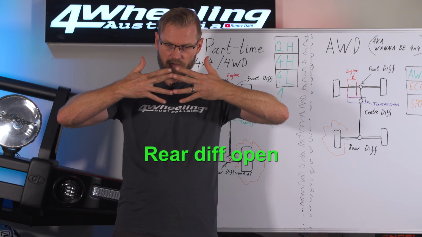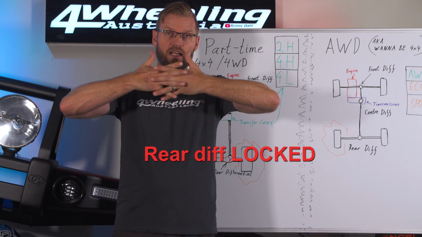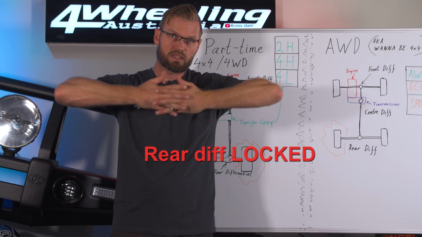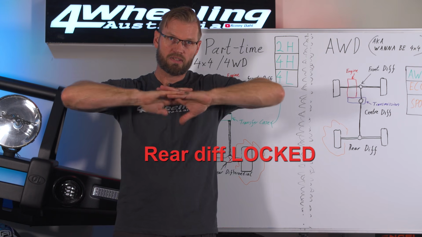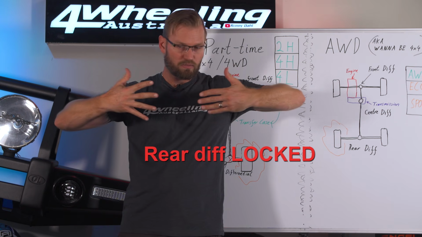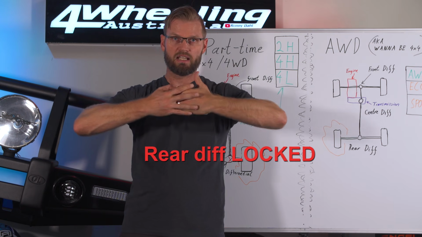But if you lock it, now we're locked. Now the wheel that's on the ground pulls and takes all the torque that's needed. So now they have to rotate. They cannot rotate at different rates because they are locked. It's like you've welded the two axles together and now you're moving.